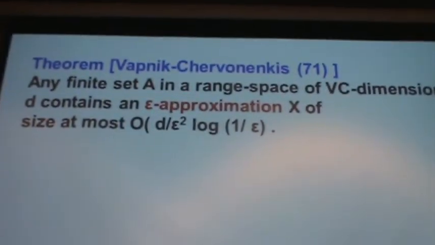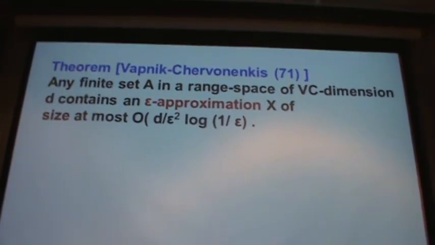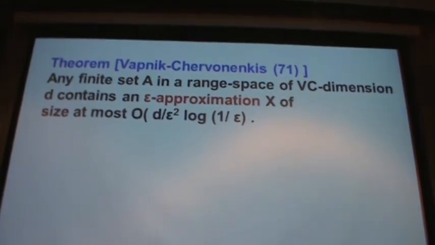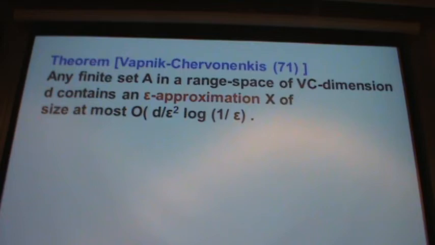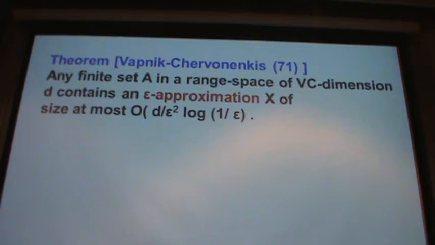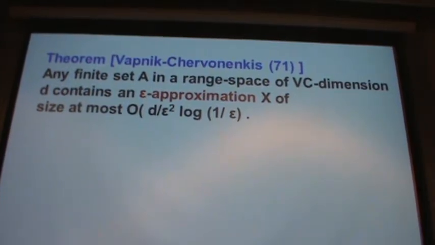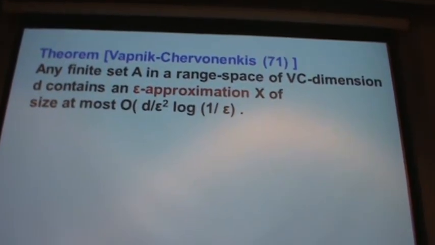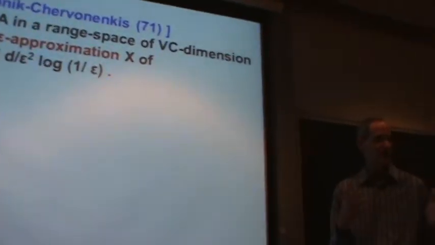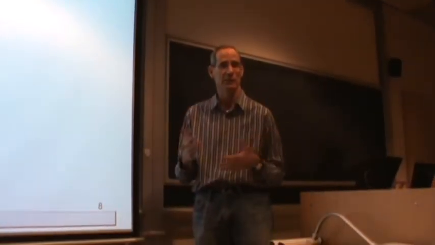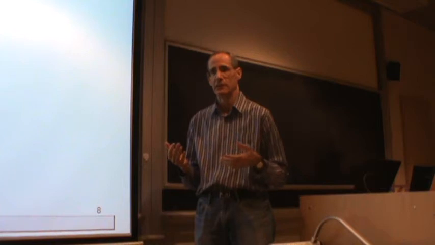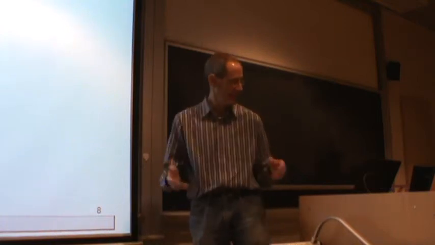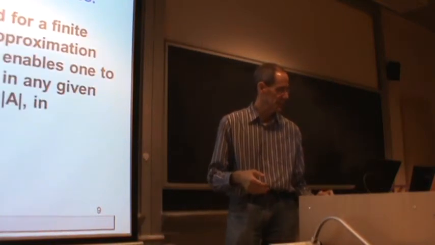This was an older theorem of Vapnik-Chervonenkis. The proof is similar, and it says again that if A is a finite set in a range space of VC dimension D, then it contains an approximation of size, again, maybe 10 times D over epsilon squared, times log of 1 over epsilon. So again, it's independent of the size of the big set. Let's see, maybe I mentioned why this is useful.